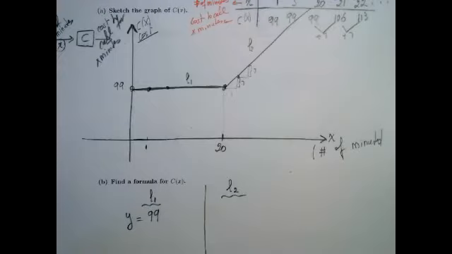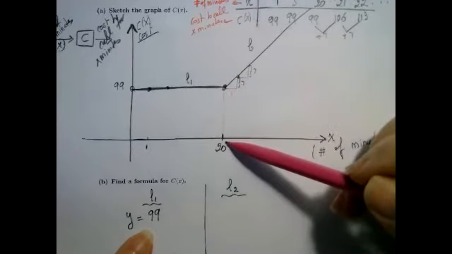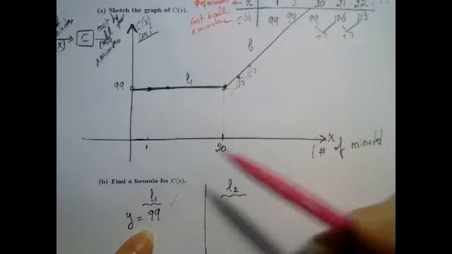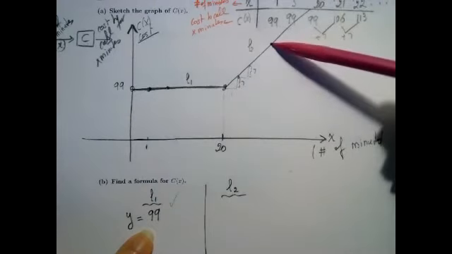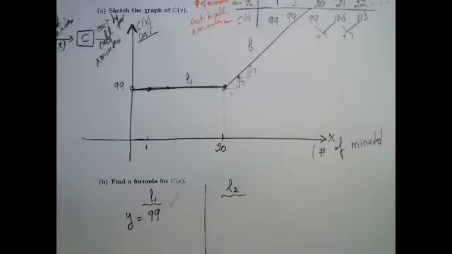Wait, so is it not if x is less than or equal to 20? It's 99 cents. Okay, I'm sorry, I just got confused. For L1, it means if x is less than 20, the cost is 99. It's fixed. The problem starts after 20. What's the formula for that?